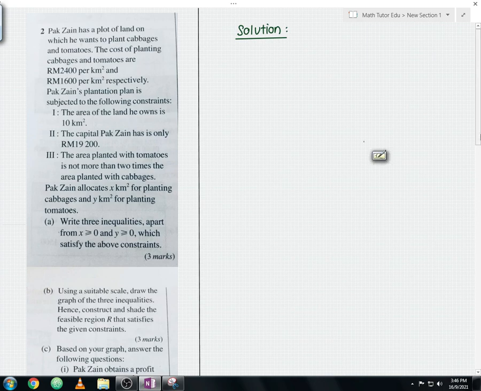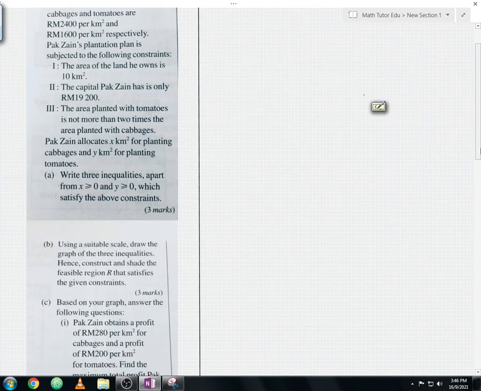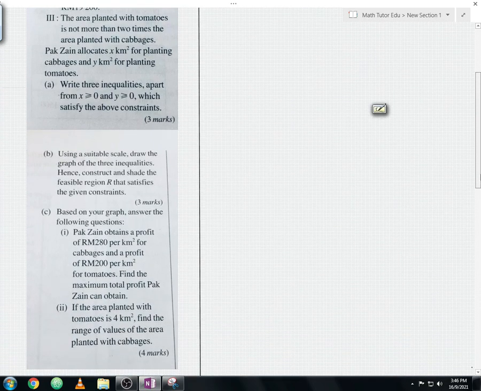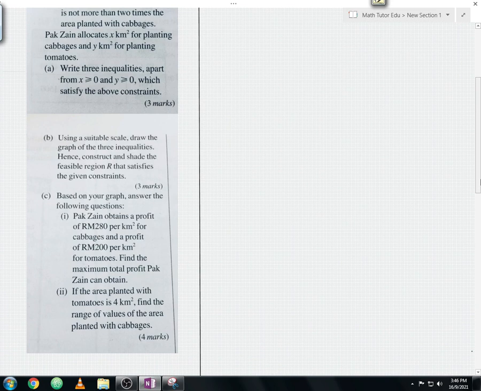Usually in a linear programming question, they will give you the scale, but in this question, they did not give you the scale. So you need to figure out a suitable scale, guys. From here, continue to read the question part C. Based on your graph, answer the following questions.